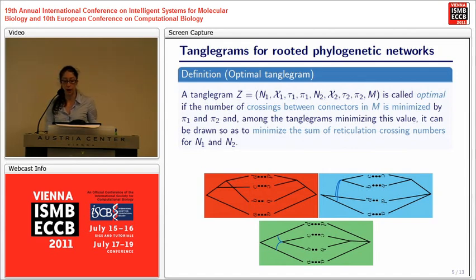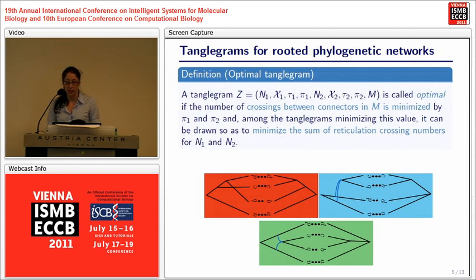Why? Because the third one is the same. They are the same 2 networks. One is a tree, but they are still networks. And as you can see here, the crossing inside the first network is 0, and in the other it was 2. So this is an optimal tanglegram, the one in green.